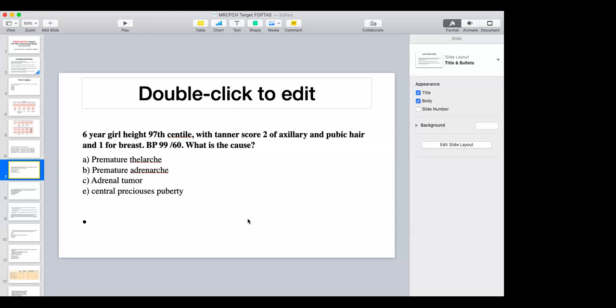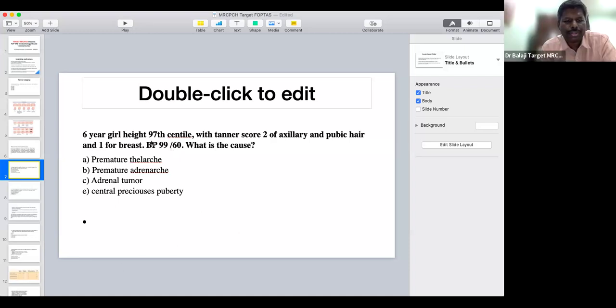I was just wondering whether an adrenal tumor can probably cause hypertension. I was just asking, sir, whether the central precocious puberty, when that happens, maybe when there is more. What you're saying is right. So, adrenal tumor, maybe that's why they have kept the hypertension.